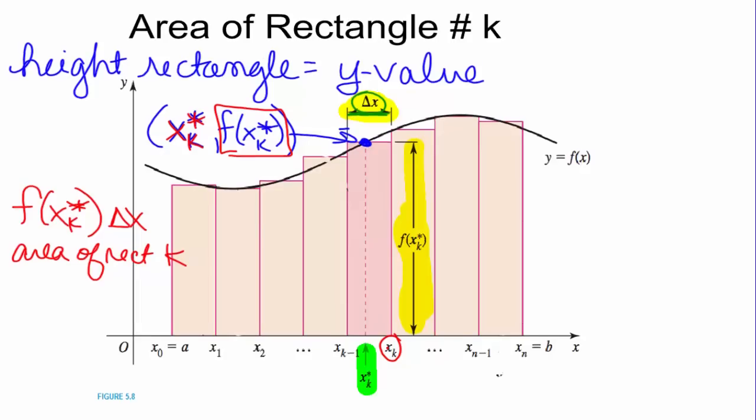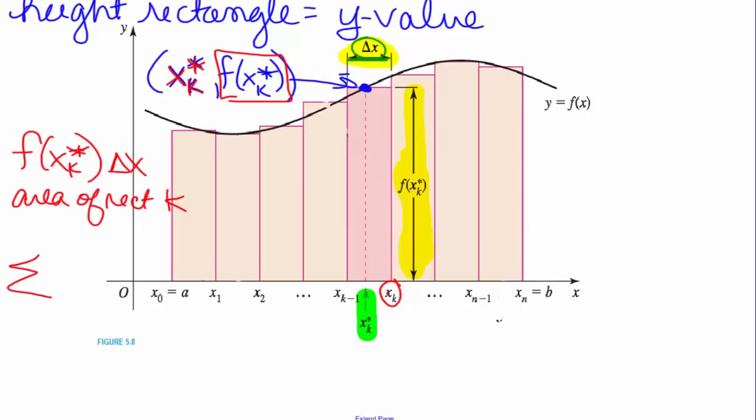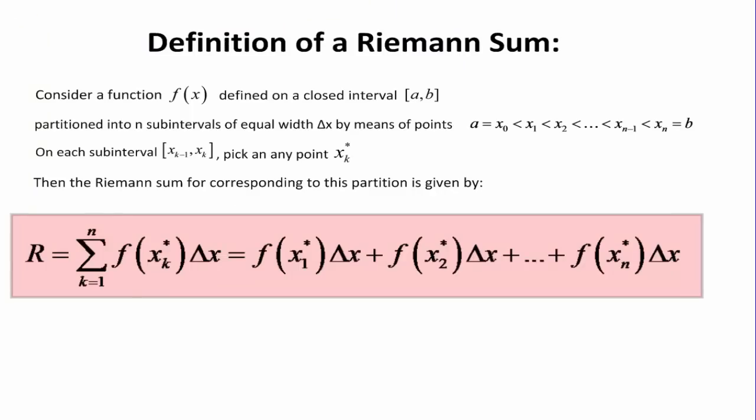All right, and then if I want to find the area of the whole thing, I should add them all up. So I'll take the sum of f of x sub k star times delta x for k starting at rectangle number 1 and stopping at rectangle number n. Does that look familiar? Maybe? This is the definition out of your book of a Riemann sum, right there. The sum k goes from 1 to n, so we're adding them all up of f of x sub k star. So x sub k star is the x value. We plug it into f. This is the height. And then we multiply by delta x, which is the width.